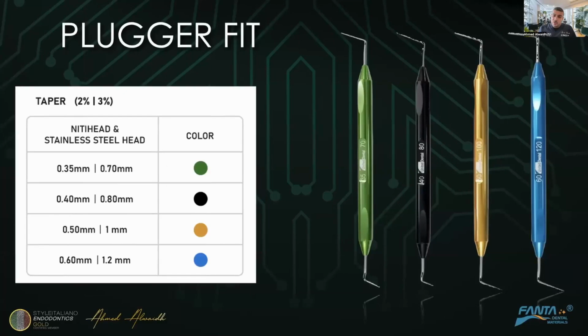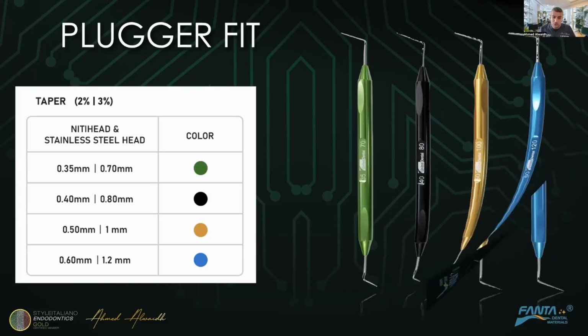Before obturation, we also need to check. So first we need to check the tip size of the heat source, and also we need to check the size of the plugger. And also Fanta offers a variety of sizes, and they are all ISO color coded. We have the green, 35 and 70, and also we have the black, which is 40 and 80. We have also the gold, which is 50 and 100. And there is the blue one, 60 and 120. And also there is the red one, which is 25 and 55.